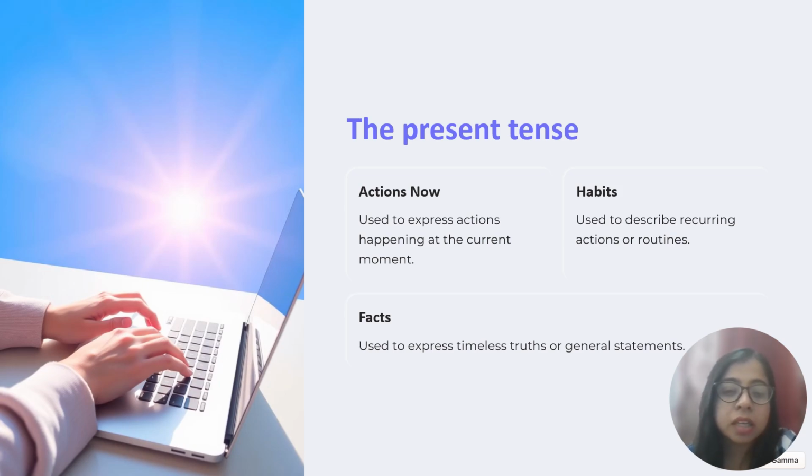Then at last, it is used in facts, used to express timeless truths or general statements, like the earth revolves around the sun. So this is a timeless truth. Okay, it will never change, and it's a general statement. It's a fact. Everyone knows about this. So when we are saying general truths or timeless truths or general statements, or something which everyone knows about, okay, a red rose, the color of the rose is red. Okay, we all know that usually we see roses of red color. So this is a general statement. So whenever we are saying a general statement or timeless truth, it will be in present tense. Okay.